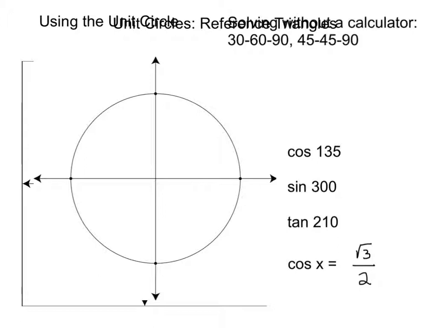But to actually get a numerical value for cosine 135, or a cosine of anything, you're only going to be working with the special triangles, because those are the ones that we have a side ratio hopefully memorized for. If you don't have them memorized, I'll draw them right here. I would make sure you have those in your notes.